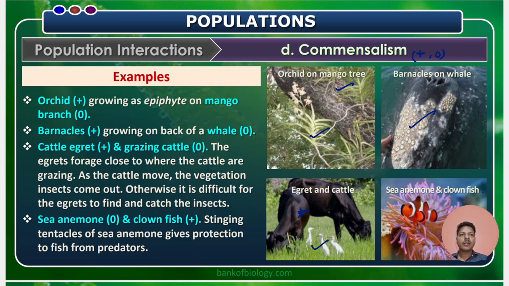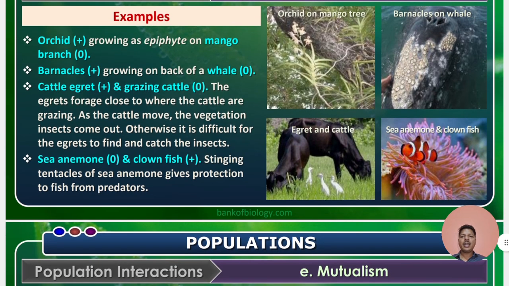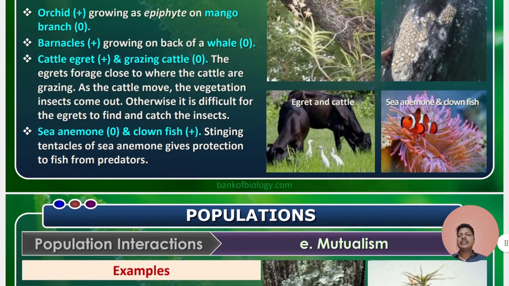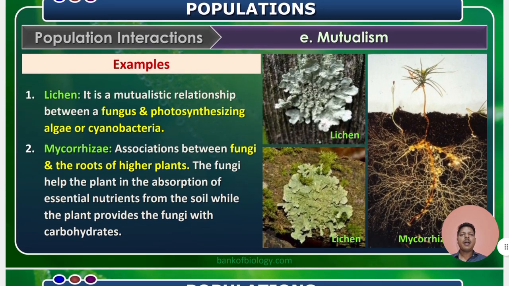Okay. Next, another example shows sea anemone and clownfish. Here, the stinging tentacles of the sea anemone give protection to the fish from its predators. Next, mutualism. Lichens: it is a mutualistic relationship between a fungus and photosynthesizing algae or cyanobacteria. Like lichens, you can see mycorrhizae, an association between fungi and the roots of higher plants. The fungi help the plant in the absorption of essential nutrients from the soil, while the plant provides the fungi with carbohydrates.